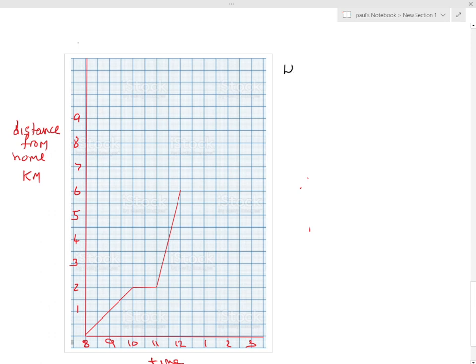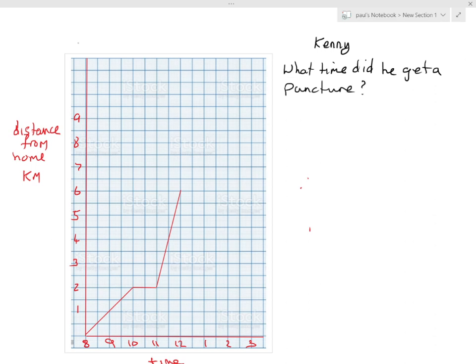Okay, we'll call him Kenny this time. What time did he get a puncture? Now, he was cycling along quite nicely until 10 o'clock when he stopped, and he stopped for an hour. So this is the likely time he got a puncture, at 10 o'clock, and it could have taken him an hour to fix it. So the answer to that will be 10 a.m.